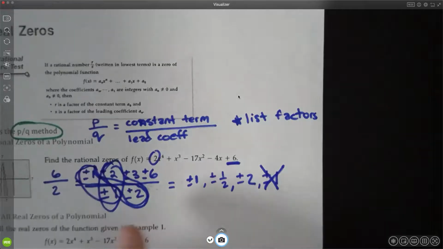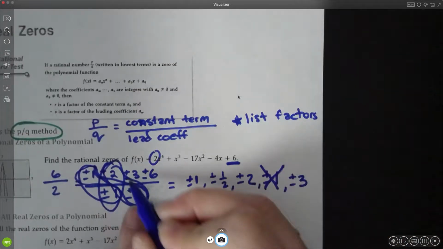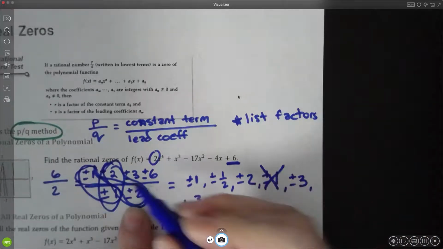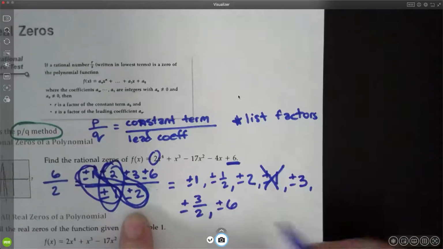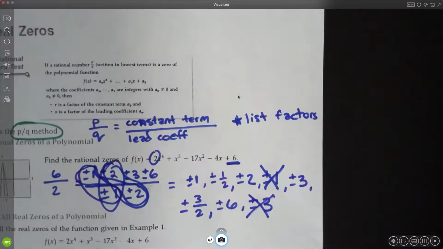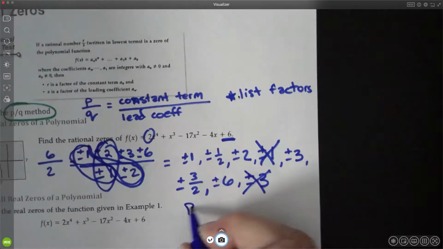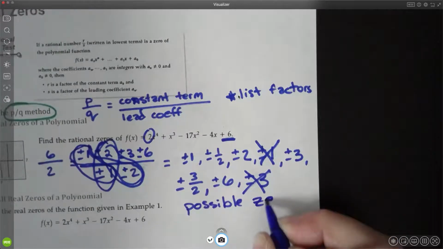Then we do 3 over 1, plus and minus 3. Then 3 over 2 is plus and minus 3/2. Then 6 over 1 is plus and minus 6. And 6 over 2 is plus and minus 3, which we don't have to repeat again because it's already up there, right? Okay? So this is my list of possible factors. Or I'm going to say possible zeros.